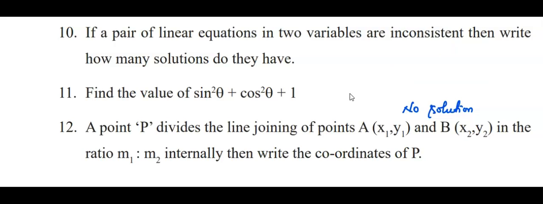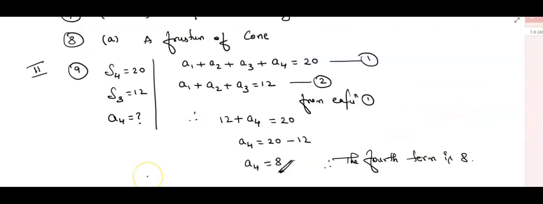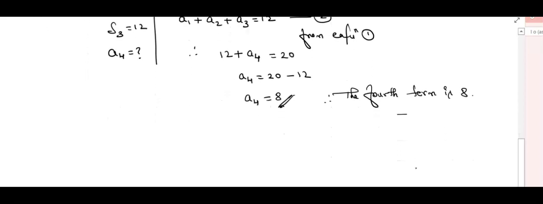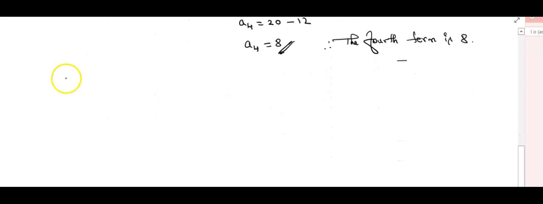This is your question number 10. For question number 9, you are supposed to write the answer in this form. You can copy down these steps, and then we have solved question number 10. For question number 10, you can write the answer: no solution. How many solutions do they have? No solution. Next, let me solve question number 11.